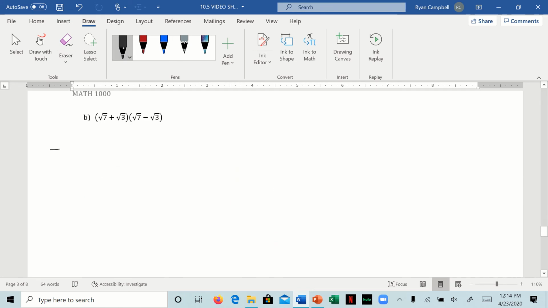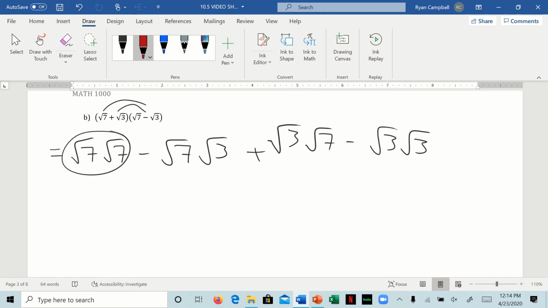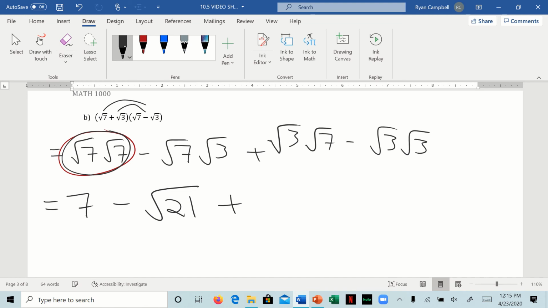All right, so if we do this one, we get square root of 7 times square root of 7 minus square root of 7 times square root of 3 plus square root of 3 times square root of 7 minus square root of 3 times square root of 3. So square root of 7 times square root of 7, that's just 7. Negative square root of 7 times square root of 3, negative square root of 21. Square root of 3 times square root of 7 is square root of 21. And then square root of 3 times square root of 3 is just 3. So if we're subtracting, that's minus 3.